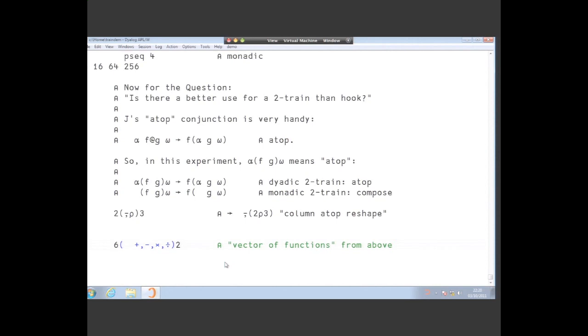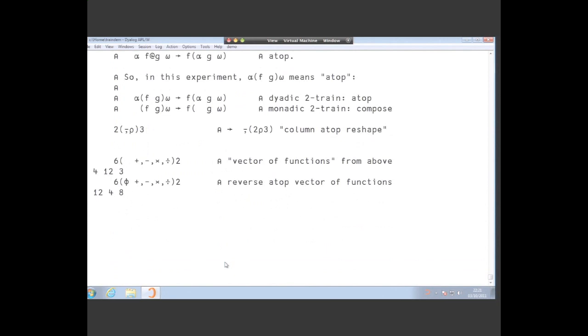And here's the vector of functions from above. If I make a train here, this is reverse atop the vector of functions. So this is doing the original result that we saw, but if I make a two train here, what am I doing here? This is moving the 6 over into the middle, and it's effectively just moving the reverse to the outside. This is reverse atop the vector functions.